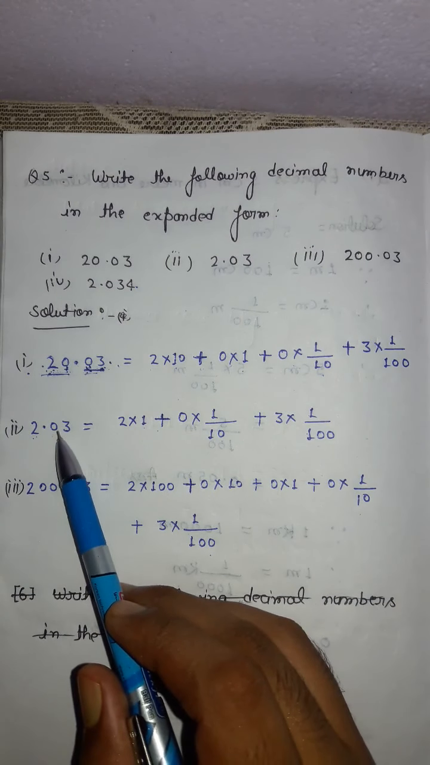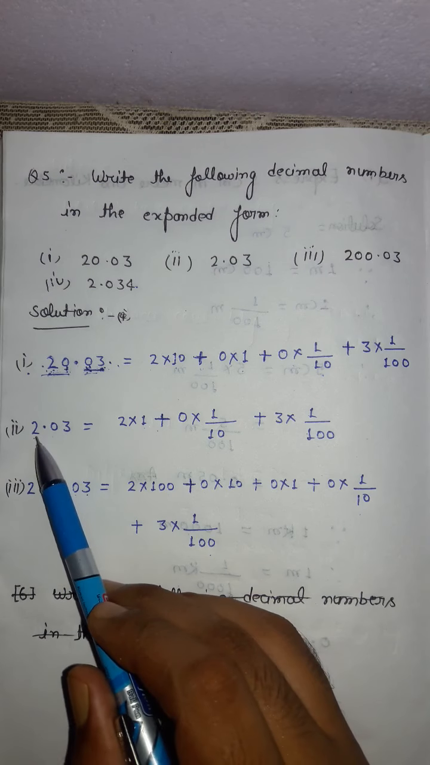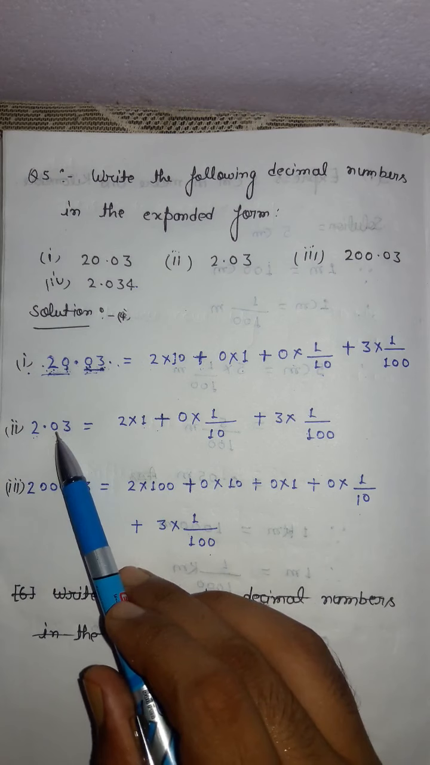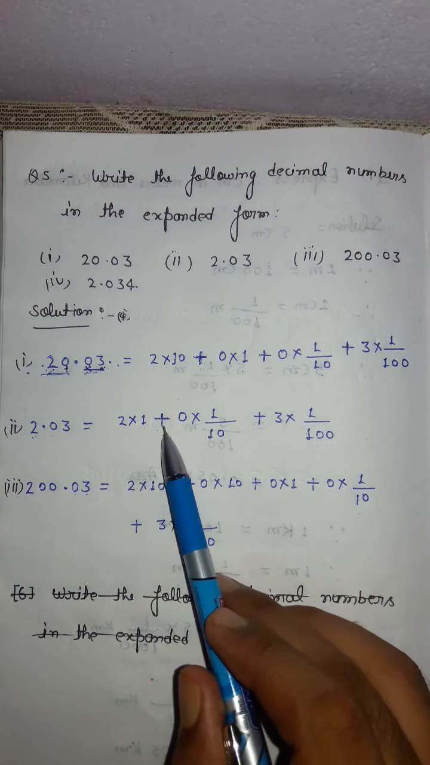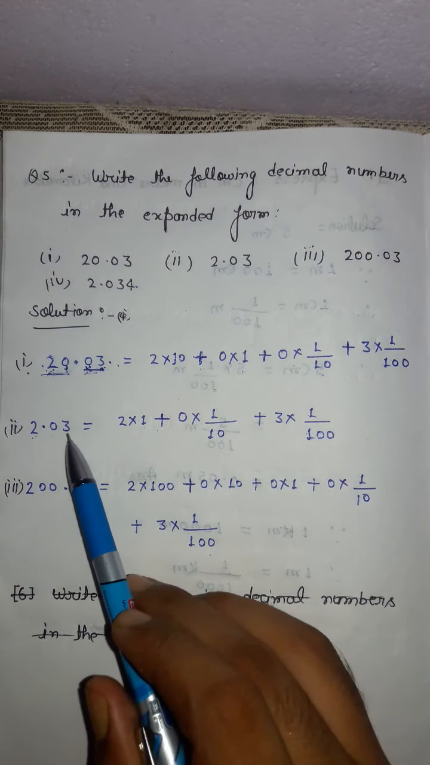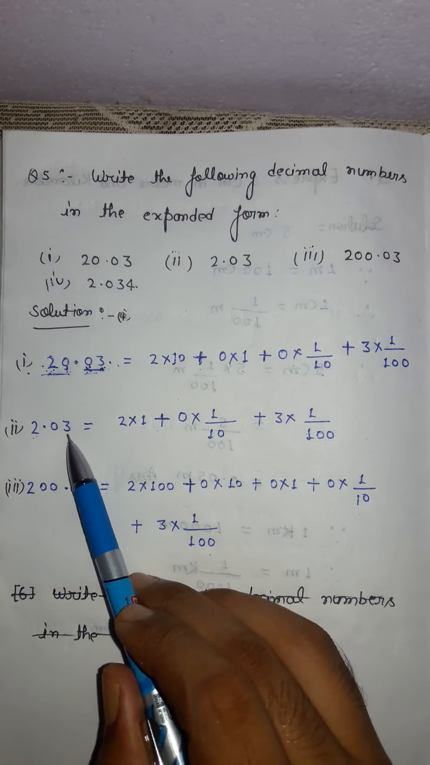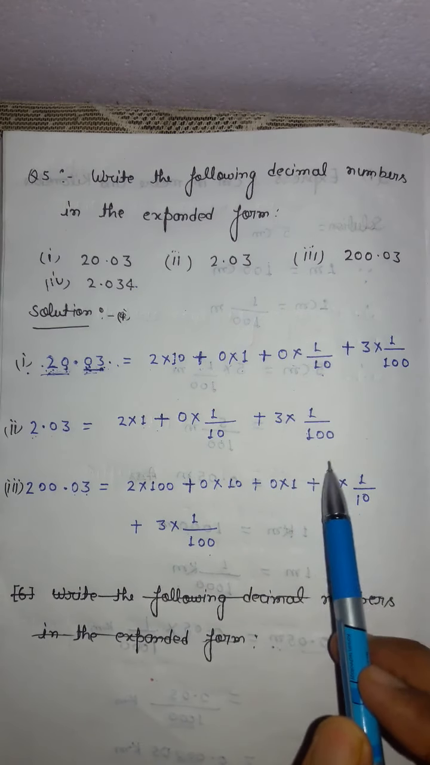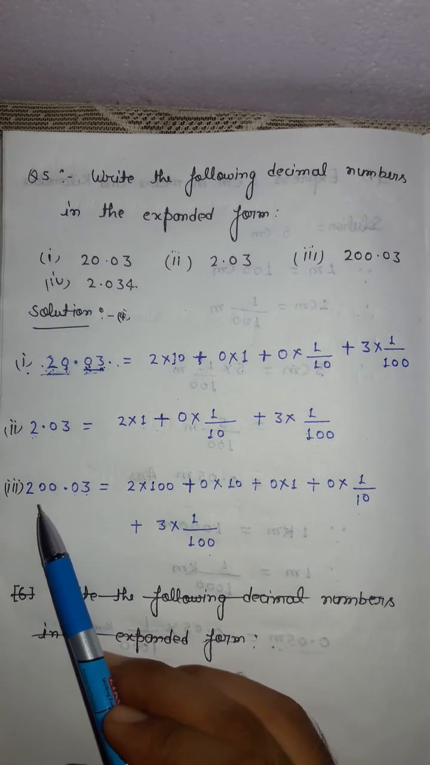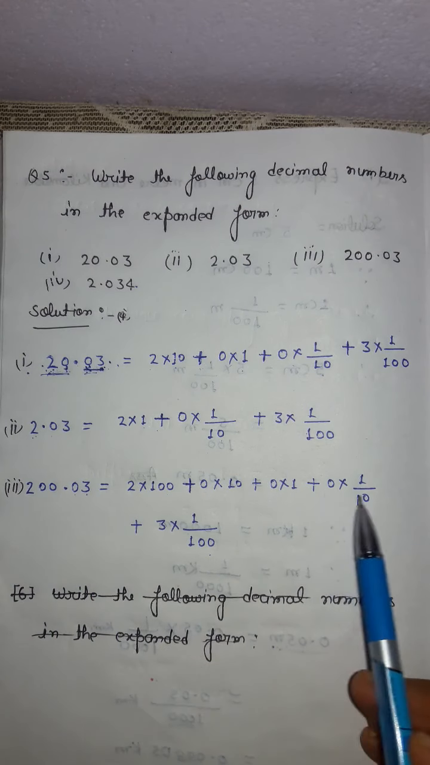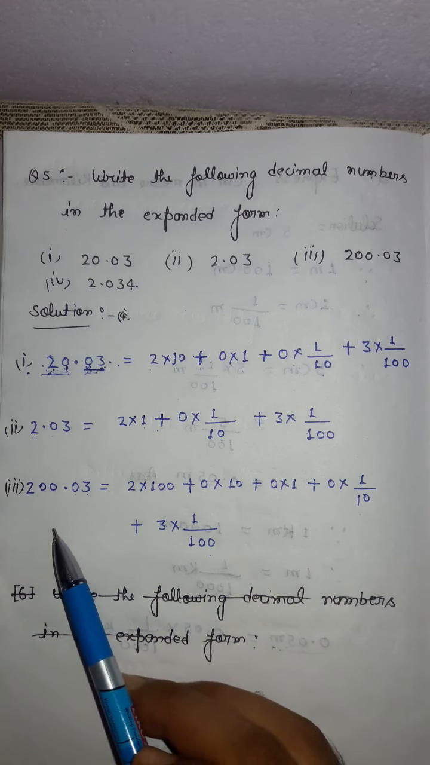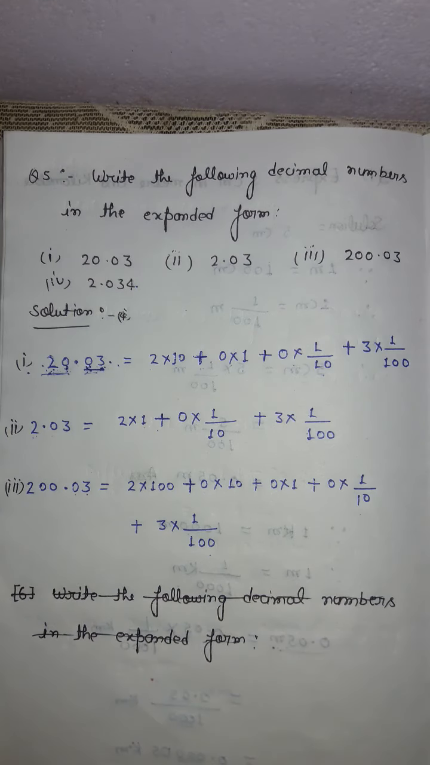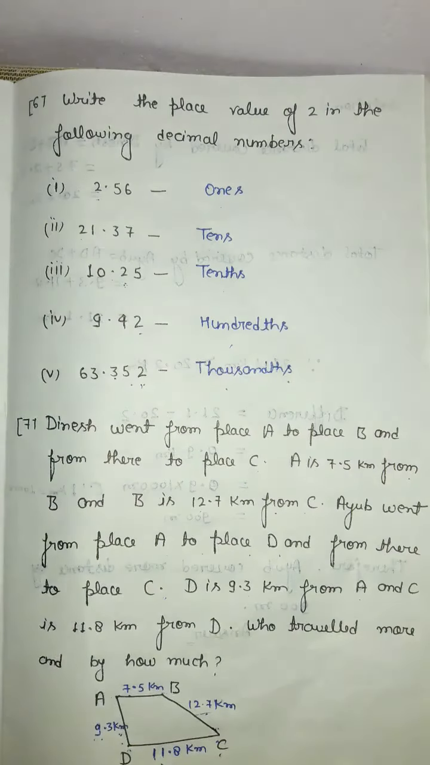Similarly, in the second question, 2.03, this 2 is at the 1's place because only one number is here, so we'll write 2 into 1. After that, 0 is at the 10th place, so we'll write 0 into 1/10. You have to use the plus sign also. Plus 3, this number is at the 100th place, so we'll write 3 into 1/100. Similarly, for the third question I had also mentioned it, and you have to solve question number 4.